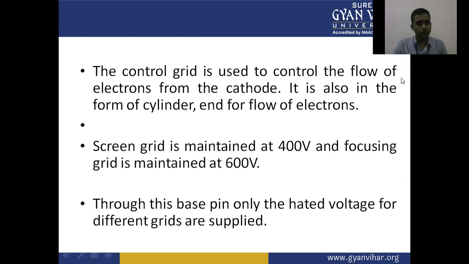So the cathode will generate and control the electron beam. The control grid is used to control the flow of electrons from the cathode. It is also in the form of a cylinder for the flow of electrons. The screen grid is maintained at 400 volts and the focusing grid at 600 volts. Through the base pins, only the rated voltages for the different grids are supplied.